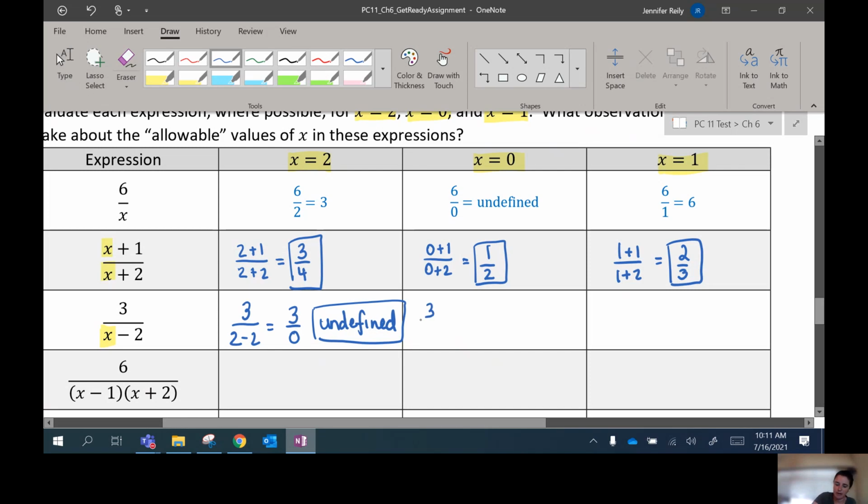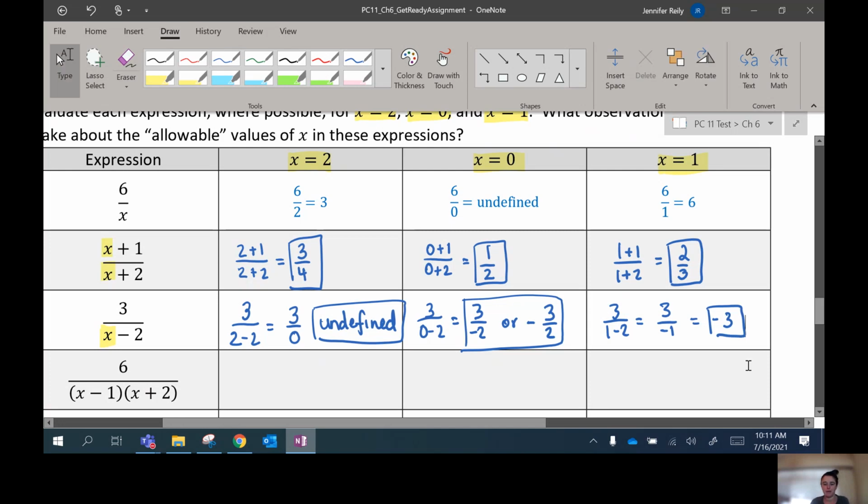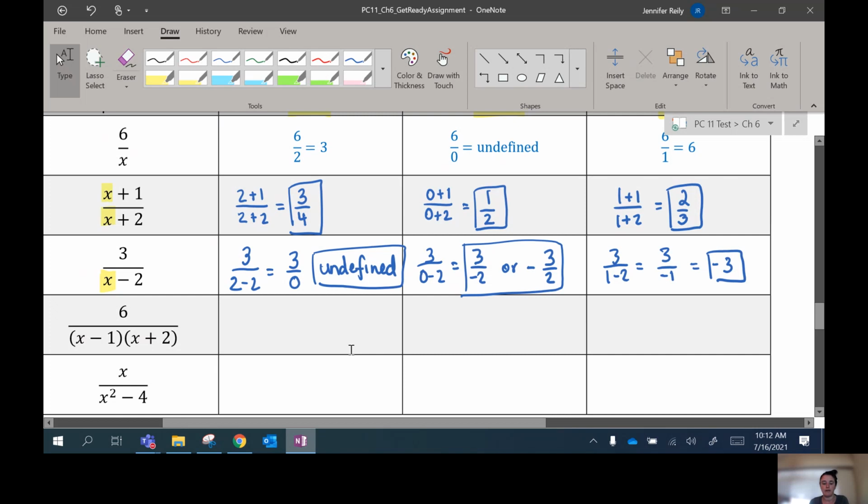Okay, let's plug in 0 here. 0 minus 2. 0 minus 2 is negative 2. You can also write it like this: negative 3 over 2. Both of those are the same number. Okay, and then for 1, this one will be defined as well. This will be 3 divided by -1, which is just -3. Okay, great. So notice the one that was undefined was the one where the denominator was 0. So if the denominator can be 0, then that's where it's going to be undefined.